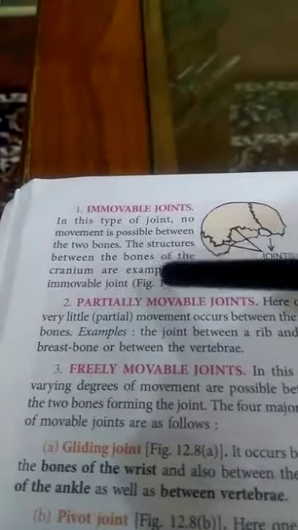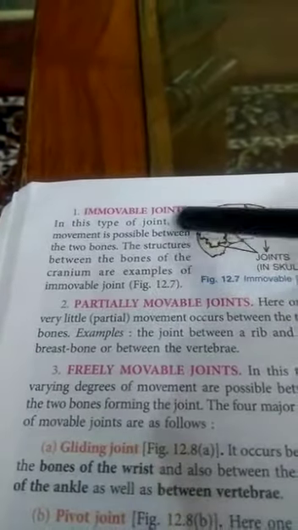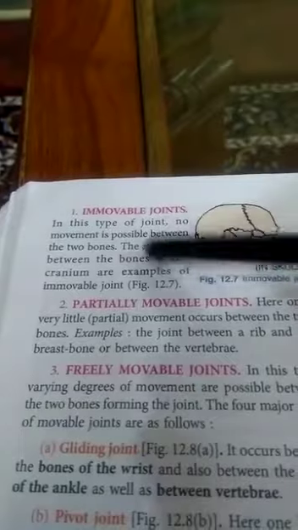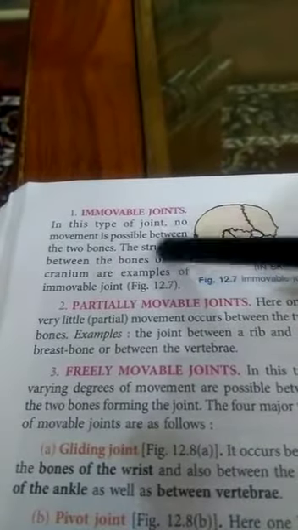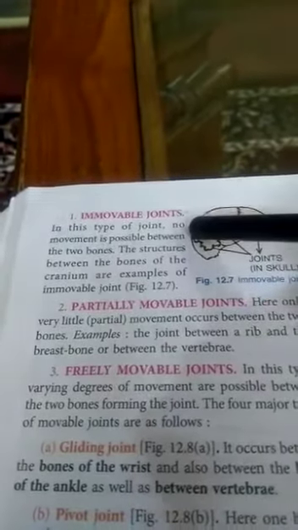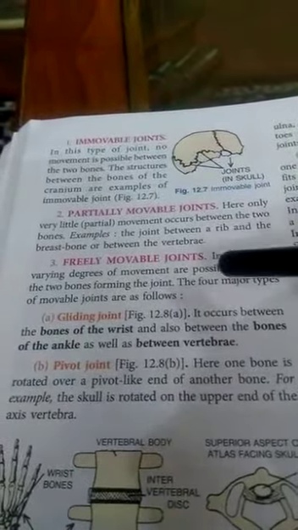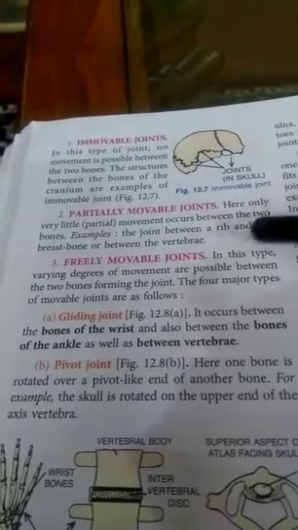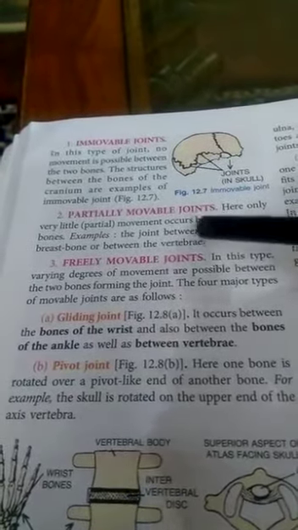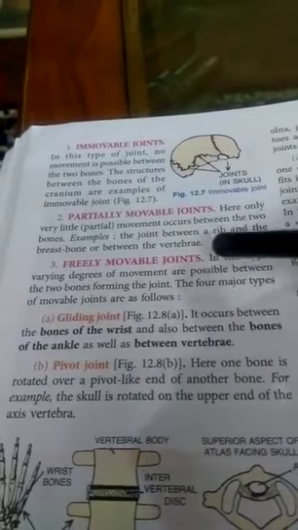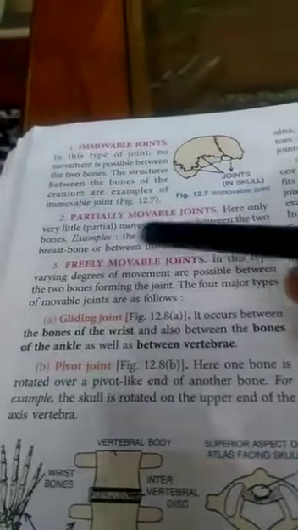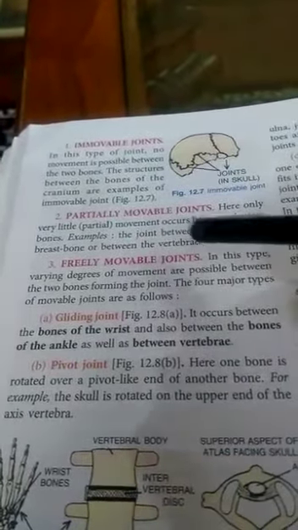I already told you that your cranium is made up of 8 flat bones, and these flat bones are joined by immovable joints. Then comes the partially movable joint. In a partially movable joint, very slight movement is present. This type of joint is present between the ribs and the breastbone, and it is also present between the vertebrae.